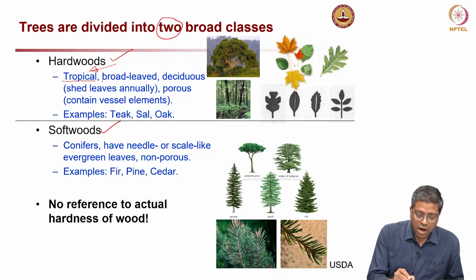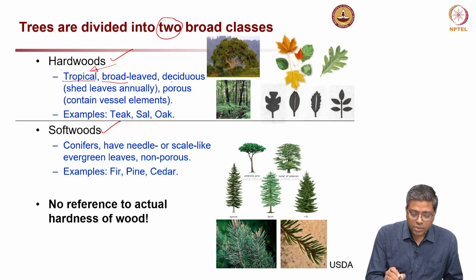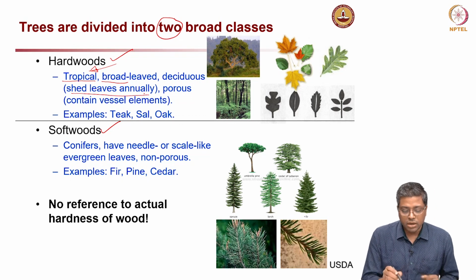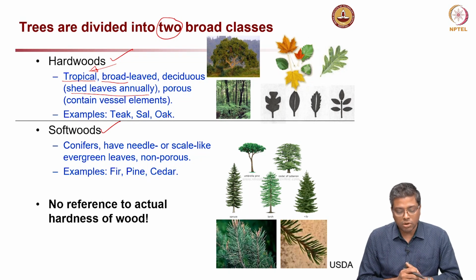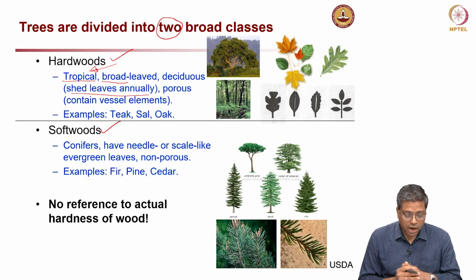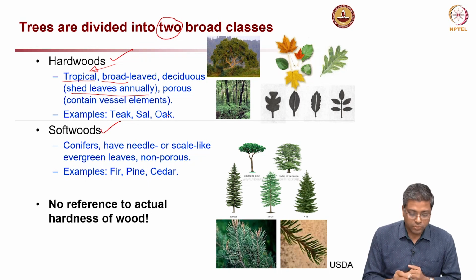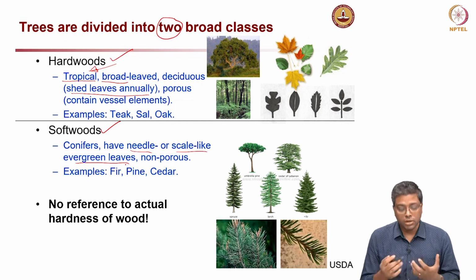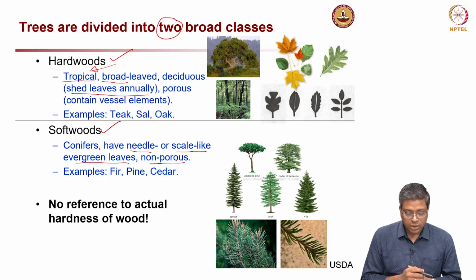In the case of hardwood, it is broad-leaved and deciduous, that means they shed leaves annually, and they are generally porous in structure. Examples are teak, sal, oak, etc., which come under the category of hardwood. Then we have softwood, which are conifers and have needle or scale-like evergreen leaves, non-deciduous, and also non-porous. Examples are fir, pine, cedar, etc.